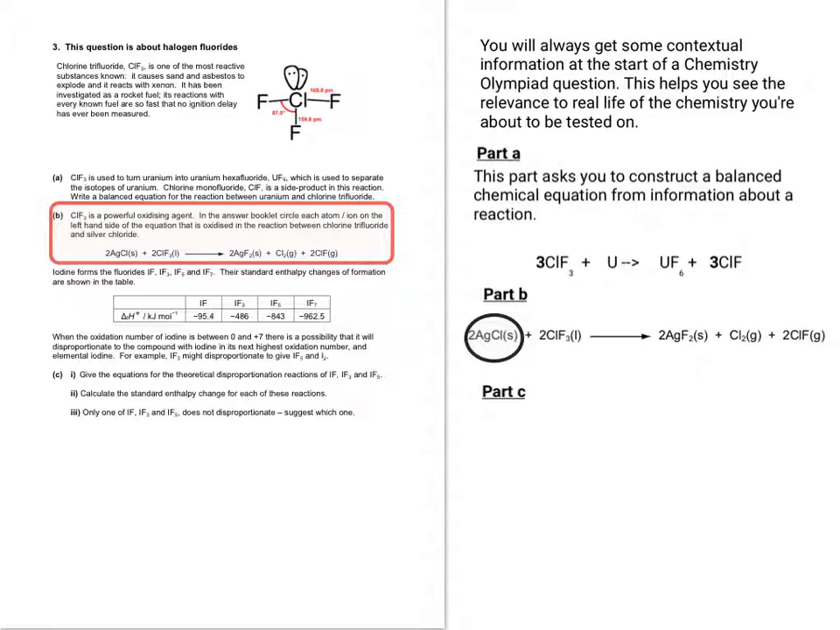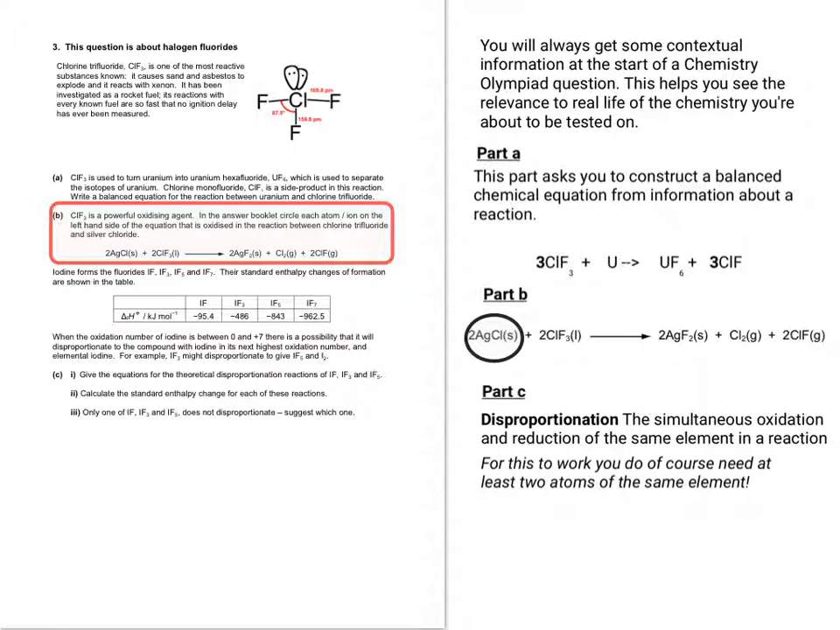So in part C, they introduce a new word called disproportionation. This means the simultaneous oxidation and reduction of the same element in a reaction. For this to actually work, you do need at least two atoms of the same element. One is oxidized and the other is reduced. You can't oxidize and reduce the same atom at the same time.